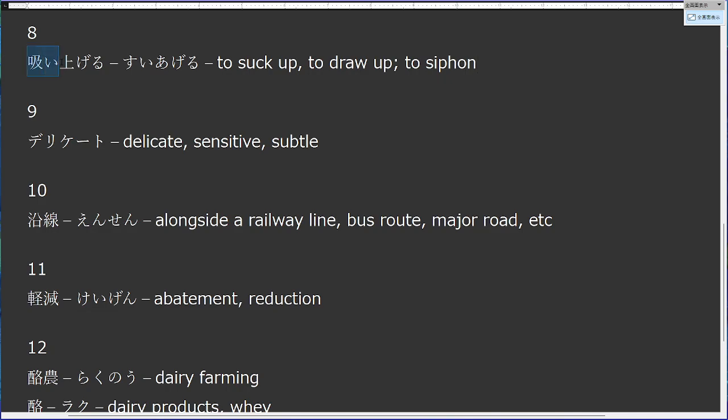Su is our word for drawing in, inhaling, or sucking, and ageru on the right side is literally to raise, but I'm kind of translating it here as to suck up in the exact same way that we use that in English. Though not the colloquial way in which we mean to kind of brown nose. Suiageru is to suck up, draw in, or siphon.